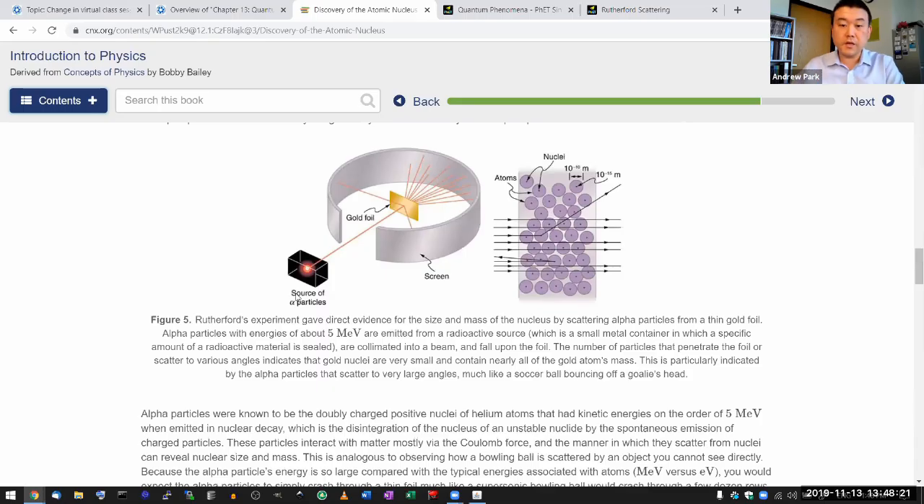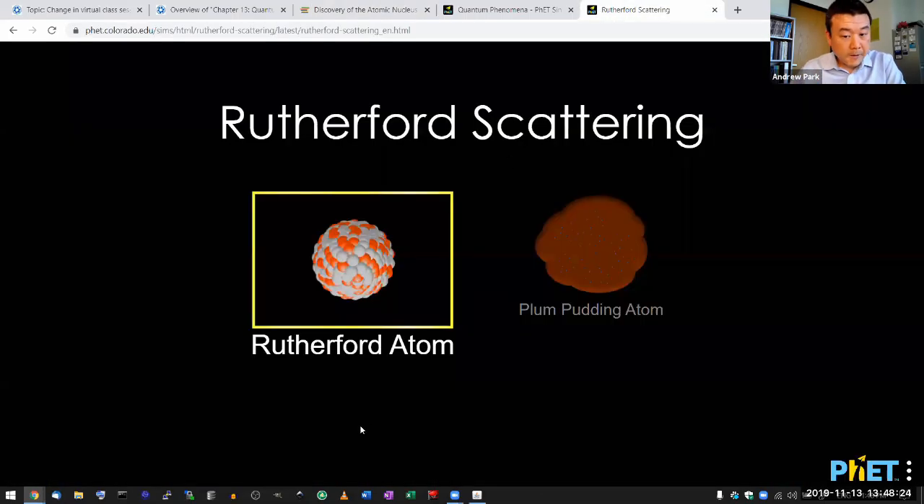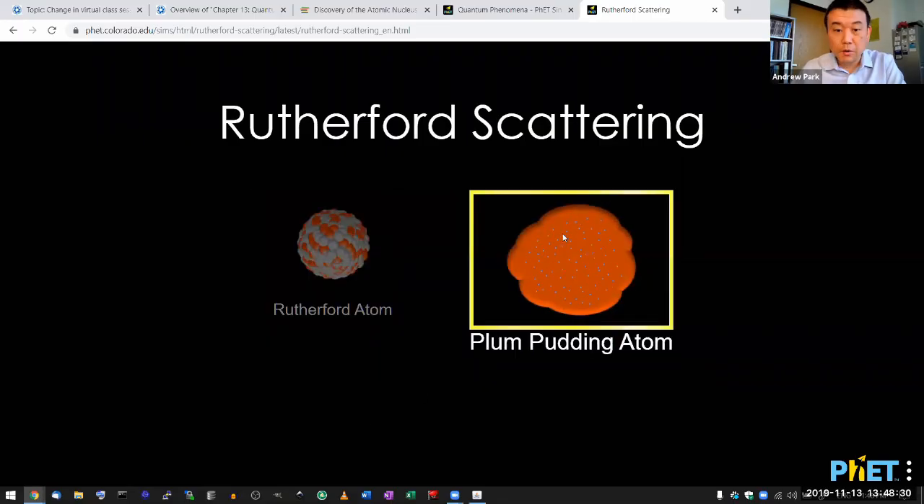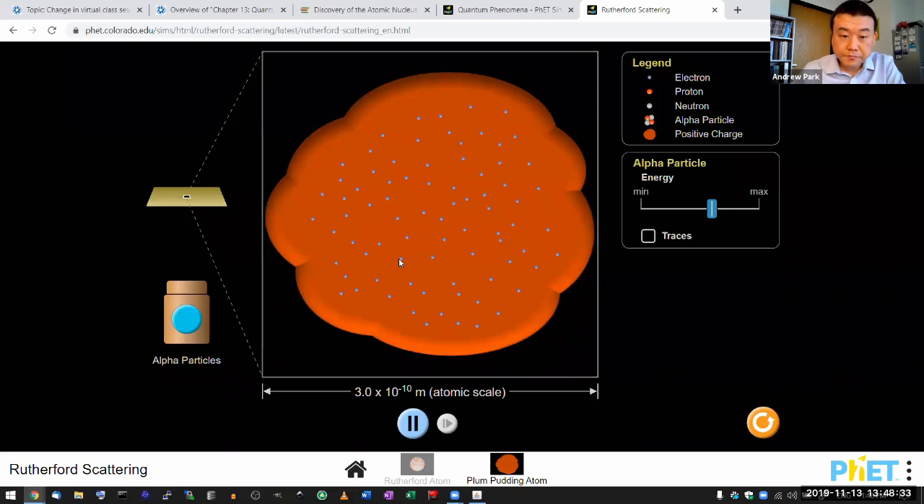Let me use that simulation to show what Rutherford was doing. Let me start out with the plum pudding atom, because this is the model that Rutherford was trying to disprove. He actually didn't believe in this model. You can imagine this as a model of, let's say, a gold atom. From the studies that were done previously, people knew that it has a lot of electrons in it. That's what these small dots represent, electrons.